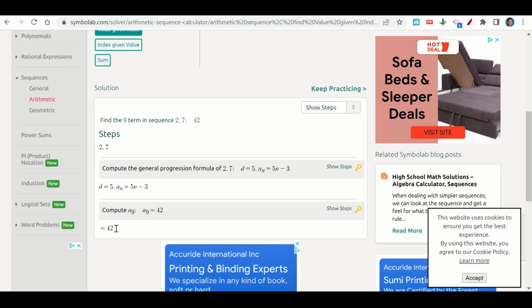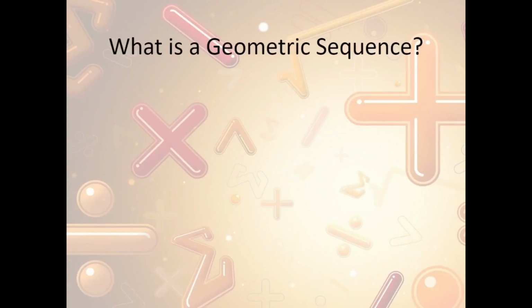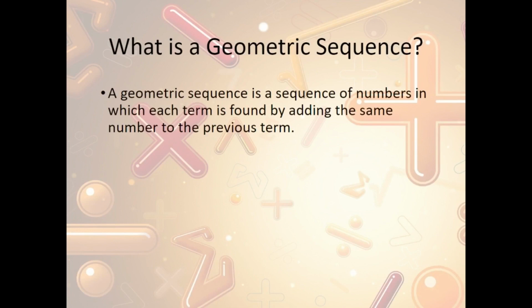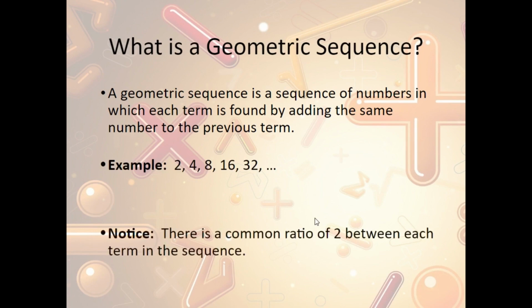What is a geometric sequence? A geometric sequence is a sequence of numbers in which each term is found by multiplying the previous term by the same number. An example of this would be 2, 4, 8, 16, 32. What you should notice is every time we move from one term to the next, we have a common ratio, or a multiple of 2. So we're multiplying 2 times 2 to get 4, 4 times 2 is 8, 8 times 2 is 16, and so on.